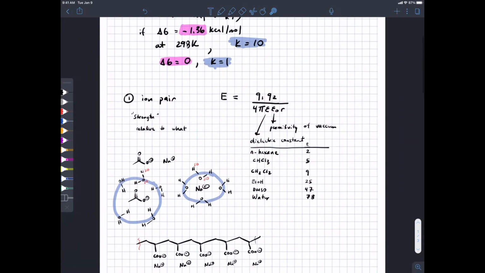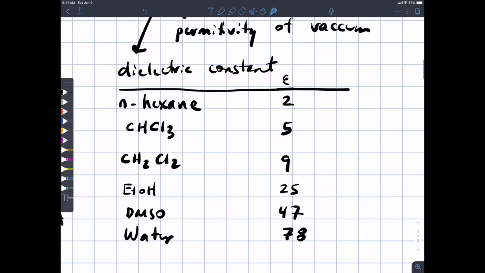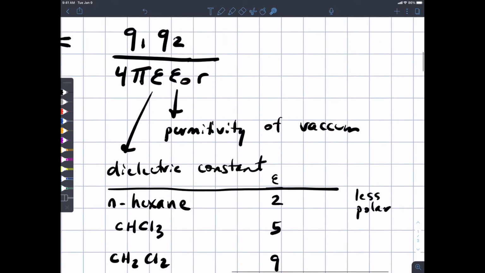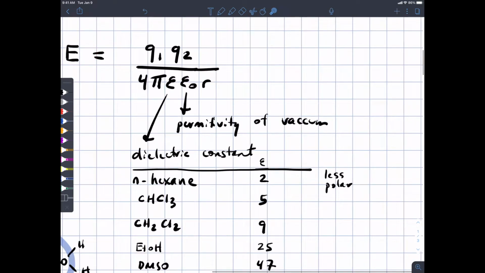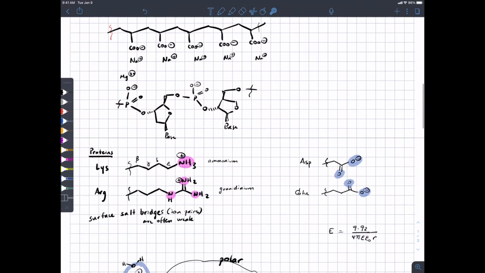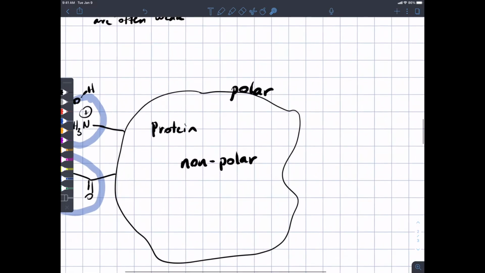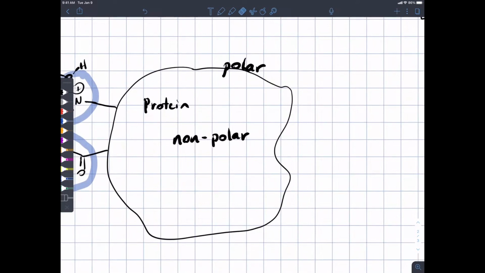Well, let's go back to our list of dielectric constants. If you get less polar, your dielectric constant goes down and the strength of your interaction goes up. So you might predict that salt bridges in the interior of a protein might be quite strong, and that in fact is often the case.